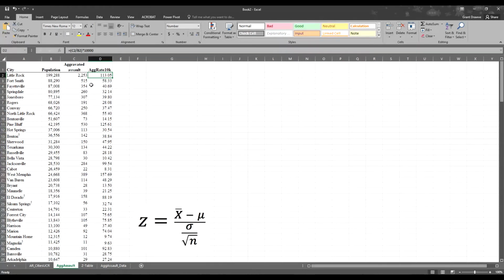For those of you who need a reminder, I did calculate the ag assault rate per 10,000 residents. So I took the count, divided by the population, then multiplied by 10,000 to give us a crime rate here, the ag assault rate per 10,000. You can also see that the population is in descending order, with Little Rock at the top. I went ahead and did that just for this example, the walkthrough today itself.